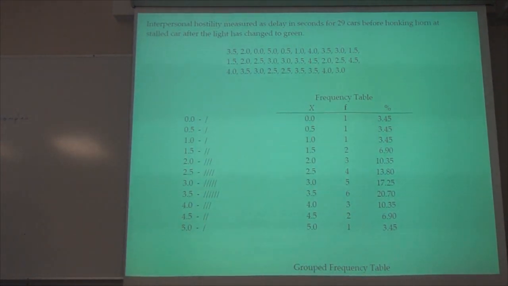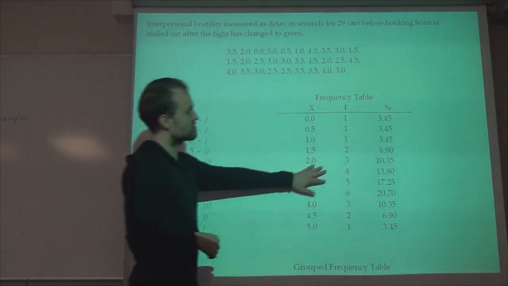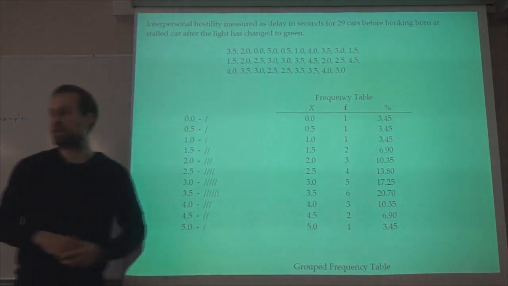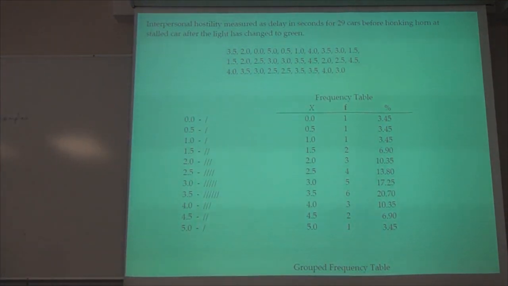So I see here that the majority of people were in this range over here, 2.5 to 4 seconds. And you can think to yourself, if someone doesn't move and the light turns green, how long would you take to let them know? What kind of person are you? Half a second. Go.